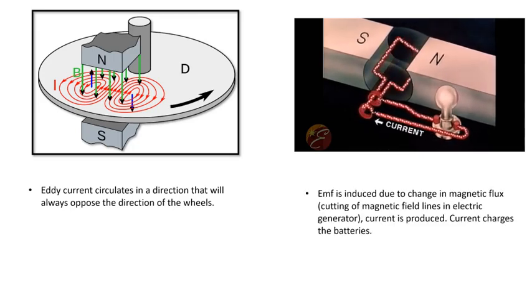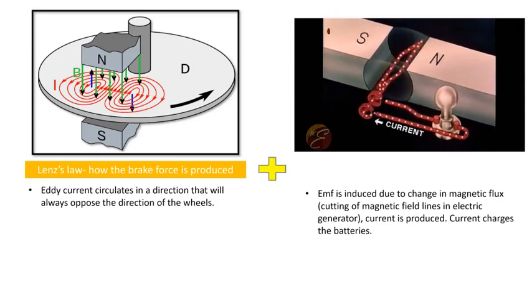According to Faraday's law, the rate of change in magnetic flux results in an induced EMF in the coil and produces electric current. This tells us that the faster the car is moving, the more current will be generated because the rate of change in magnetic flux is faster. The current will flow from the electric generator back to the batteries, charging them up. In a nutshell, Lenz's law explains how the brake force is generated, while Faraday's law explains how the system generates current.